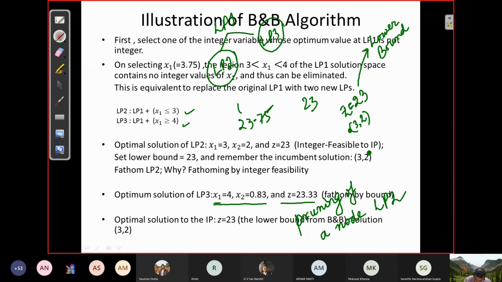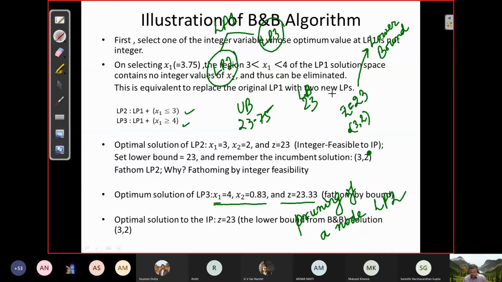What does it mean? The optimal solution will lie in between this. You have an upper bound, you have a lower bound, so the optimal solution of the original IP will lie in between this, or it will be either this or that, right? Now for this LP3, what value you are getting, Z, is 23.33 for the fractional solution.